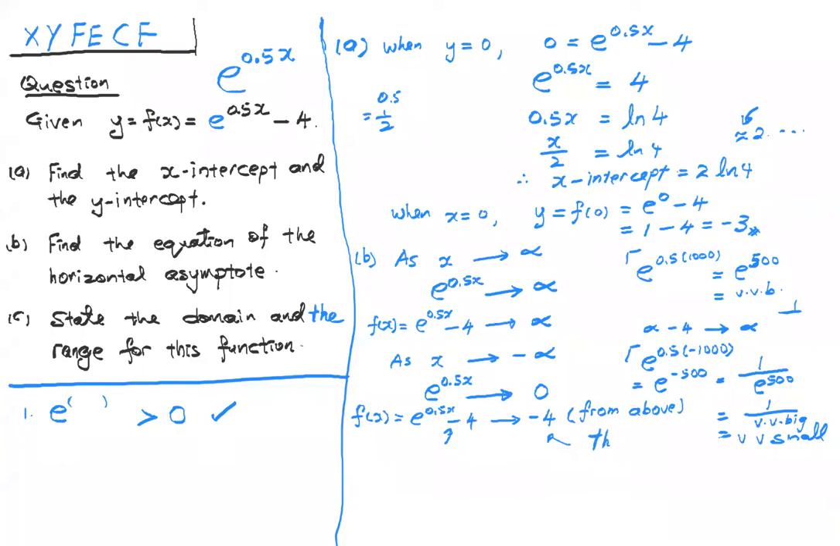So now from here, I can make a conclusion. Therefore, the horizontal asymptote, I go to the next page because I cannot write below this line. I don't know what the reason is. So therefore, I have the horizontal asymptote is y equals -4.